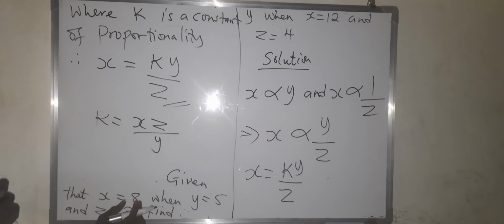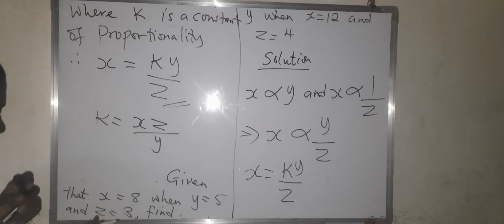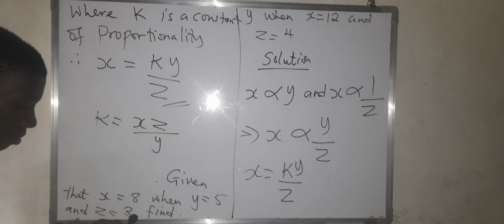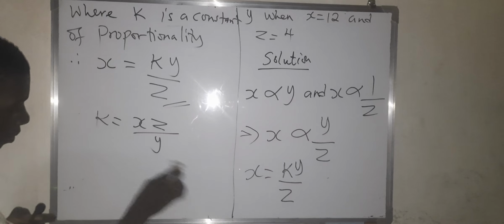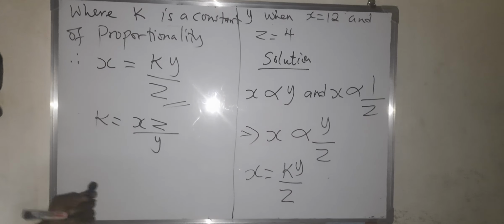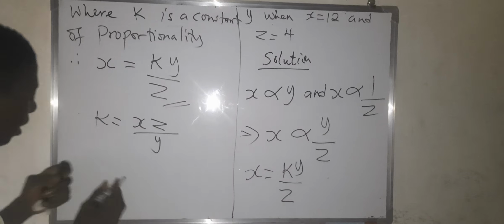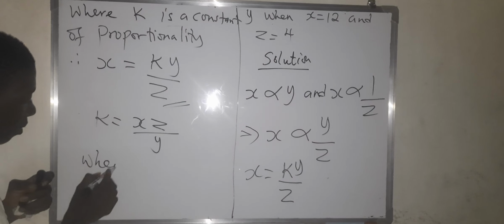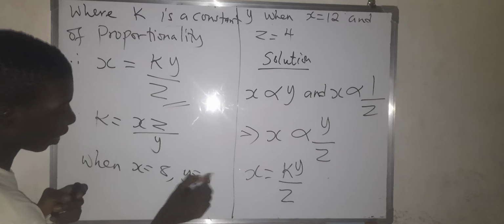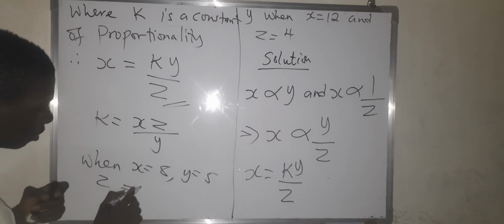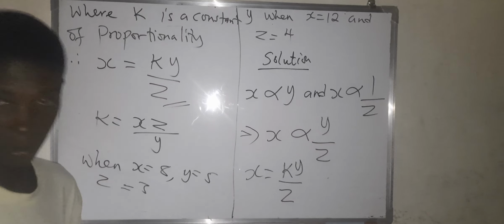They say when x is 8, y equals 5, and z equals 3. So they said when x equals 8, y equals 5, and z equals 3, we are going to use this to find the value of k.